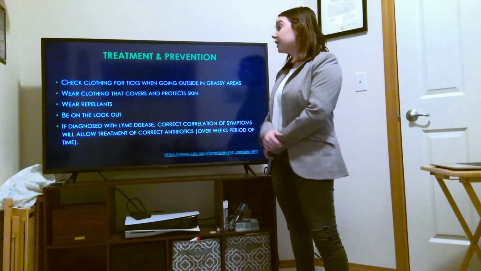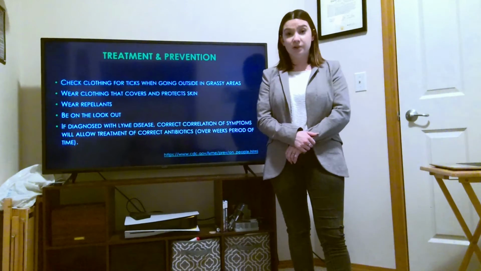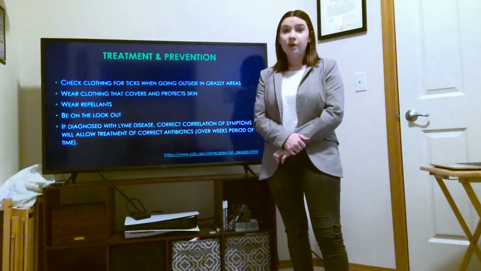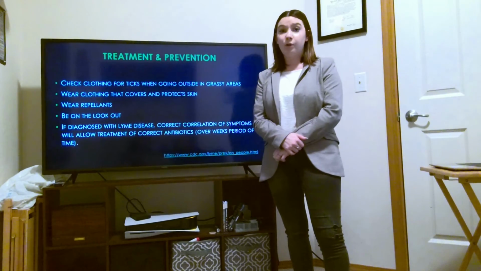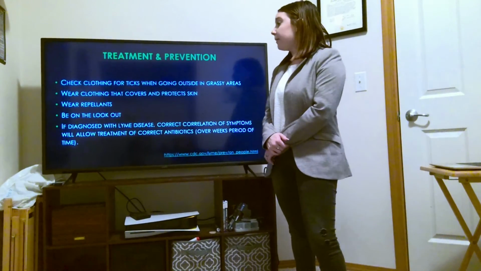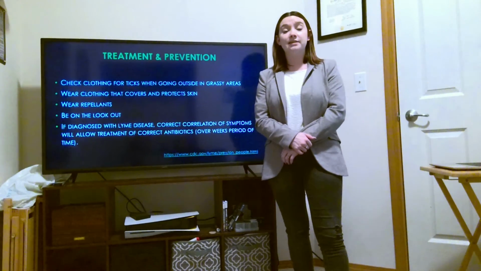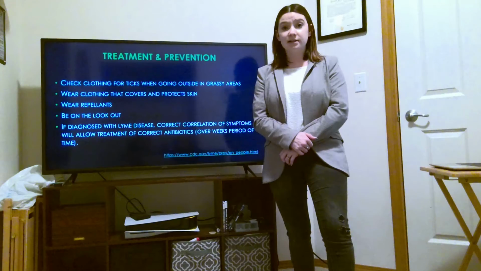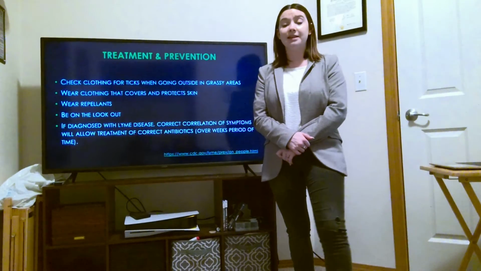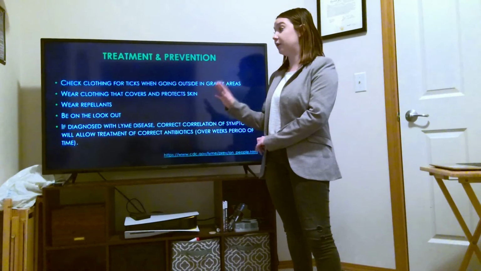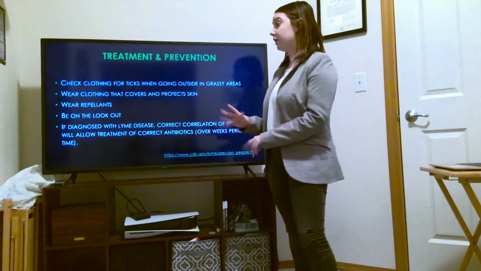It's super important that you wear clothing that covers and protects your skin, your whole body, especially in areas like the Midwest where these are very prominent. You want to make sure that you're trying to protect yourself from the black-legged or deer tick. You can wear insect repellents, but you have to look for the certain ingredients that talk about protection from ticks, so that the spray allows you to specifically repel the ticks that are in your area.